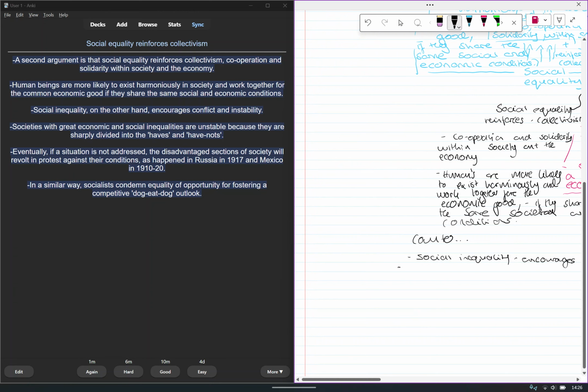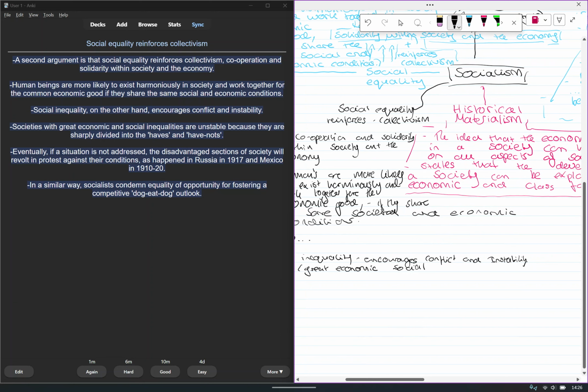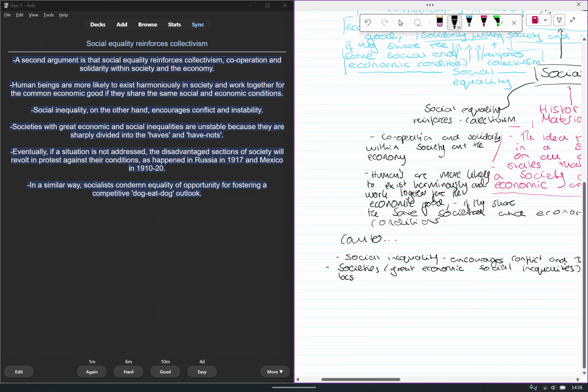Now, why is this? You need to give evidence for your essays. For example, societies with great economic and social inequalities are unstable because they are sharply divided into the haves and have-nots. Okay, perfect. Now we're going to the next one.